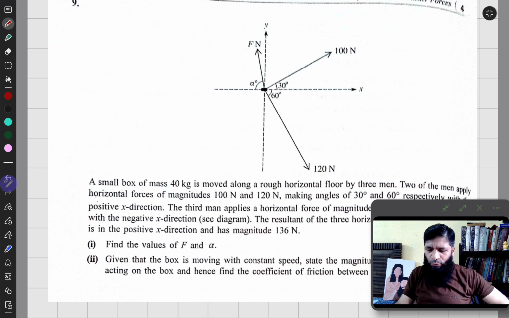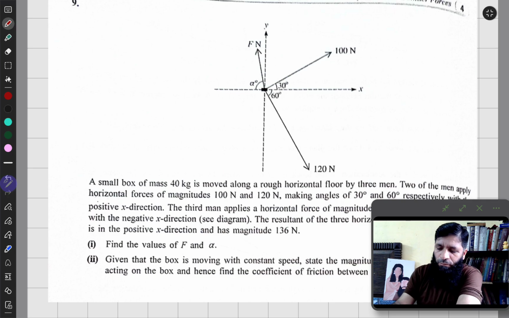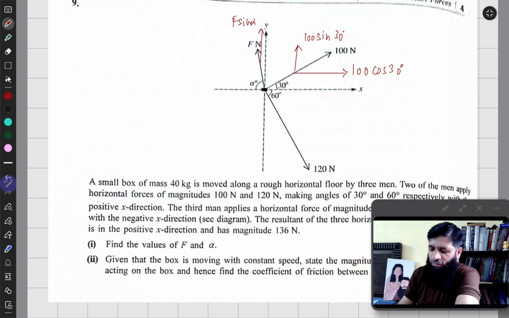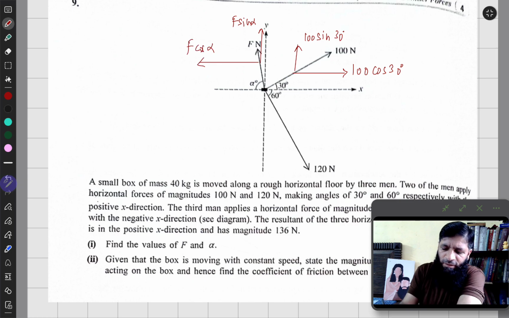You have some combination of forces, and you can see that you have three diagonal forces, and you will resolve all the diagonal forces horizontally or vertically. First of all, look at this force. The horizontal component will be 100 cos 30, and the vertical component will be 100 sin 30. Similarly, for this force F, the vertical component will be F sin alpha, as this force is making angle alpha with the horizontal, and the horizontal component will be F cos alpha.